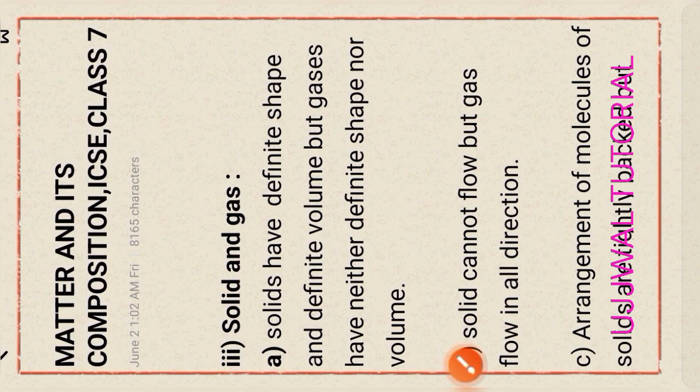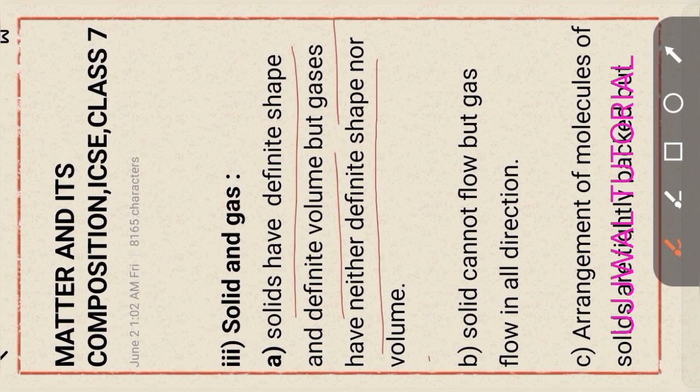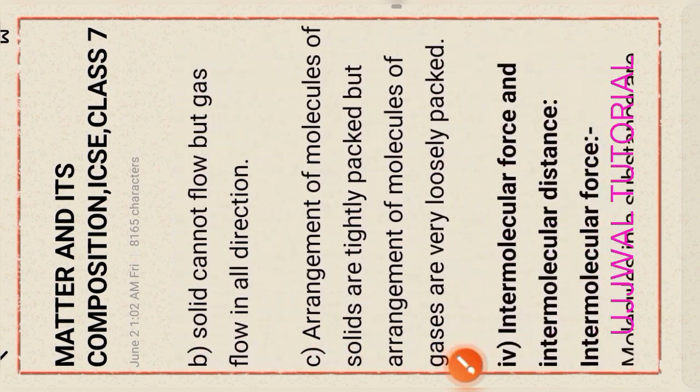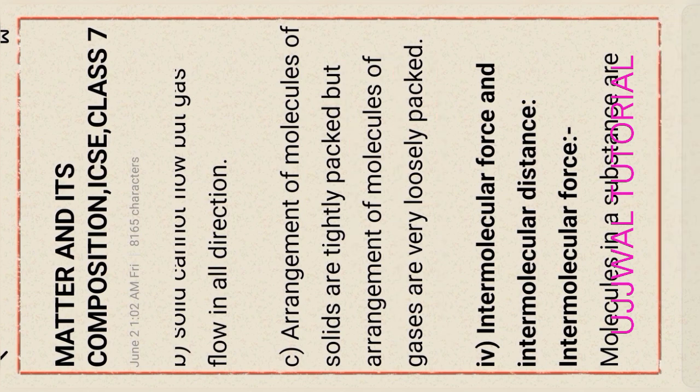Next difference type: solid and gas. Solids have definite shape and definite volume, but gases have neither definite shape nor volume. Second point: solids cannot flow, but gases flow in all directions. Next point: the molecules of solids are tightly packed, but the molecules of gases are very loosely packed.